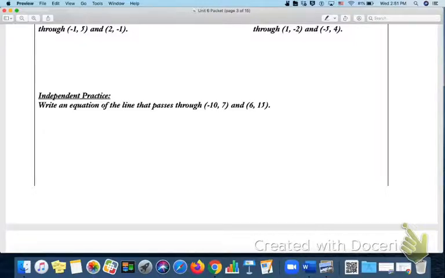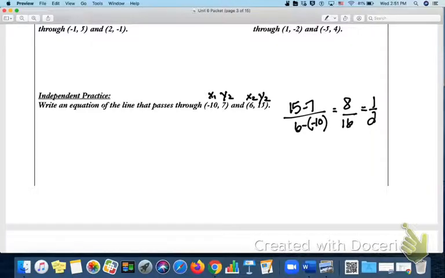All right, let's see if you got this correct. Write an equation of the line that passes through the ordered pairs -10, 7 and 6, 15. First, label x1, y1, x2, y2. Plug those into your slope formula. 15 minus 7 divided by 6 minus -10. 15 minus 7 is 8, and 6 minus -10 is 16. That's going to simplify 8 over 16 to 1/2. So our slope is 1/2.